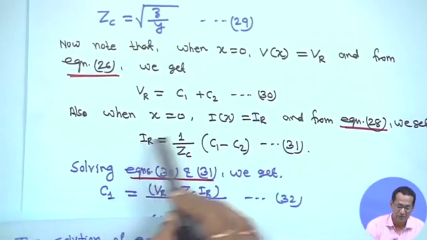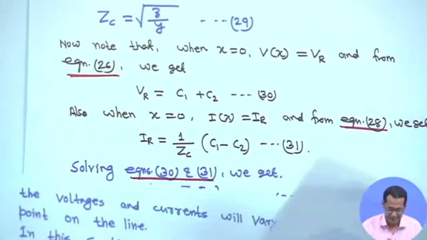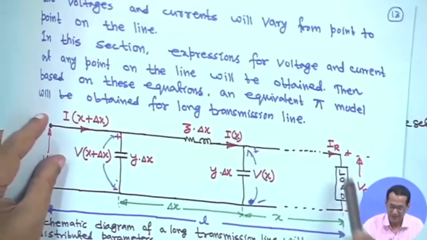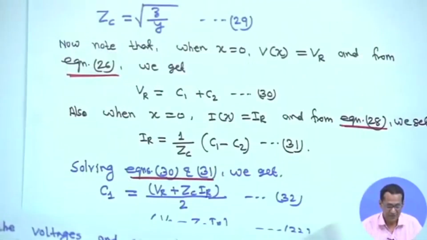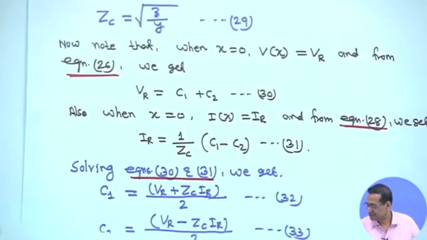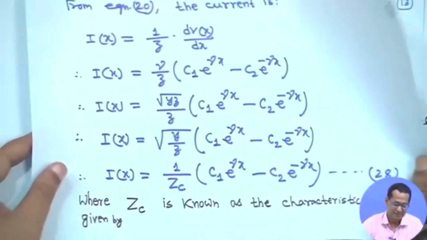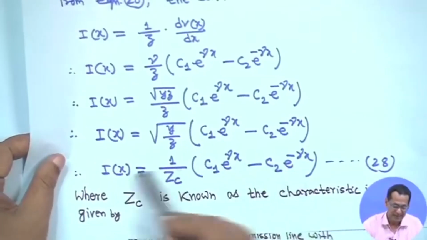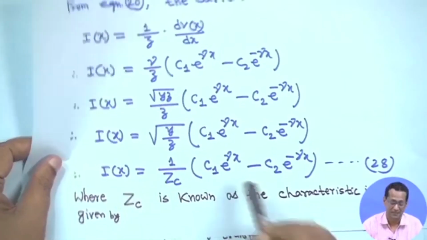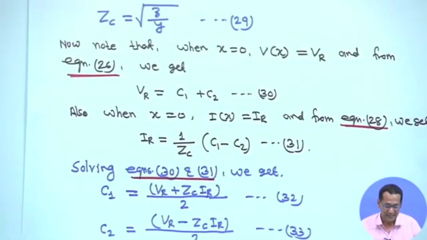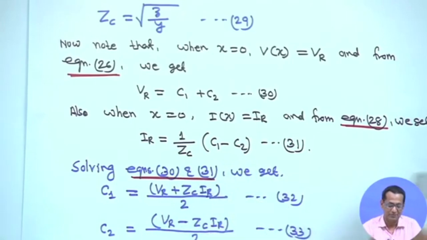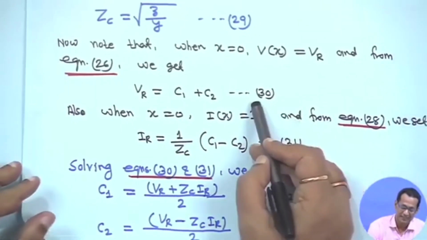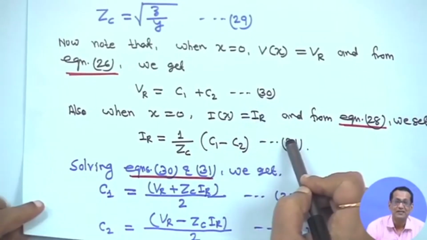Now, also when x is equal to 0, I x is equal to I r. So, when x is equal to 0, this is the receiving current, so I x is equal to I r. Therefore, in equation 28, when x is equal to 0, I x is equal to I r, you put it. If you do so, then you will get I r is equal to 1 upon Z c into C 1 minus C 2. So, solve equation 30 and 31 for C 1 and C 2.